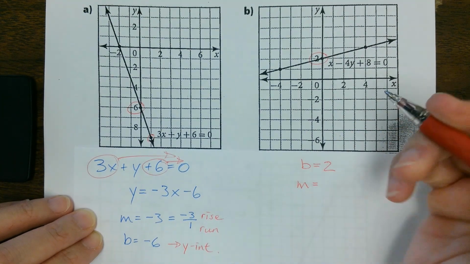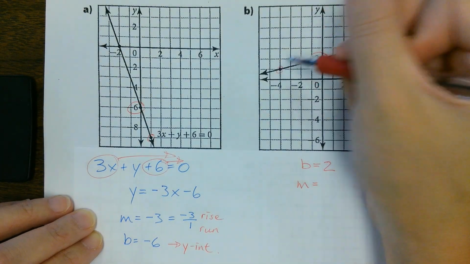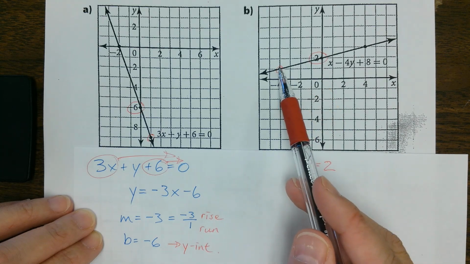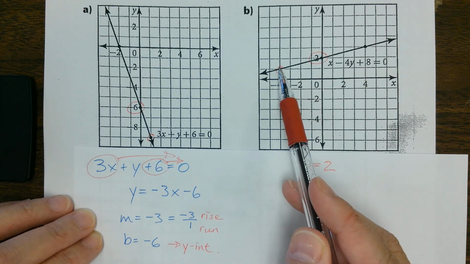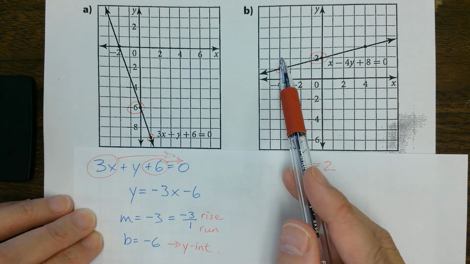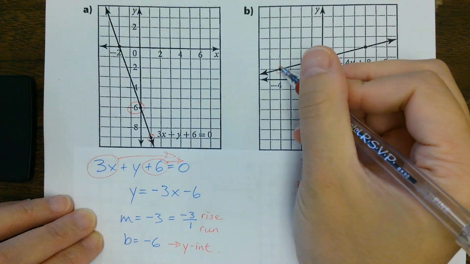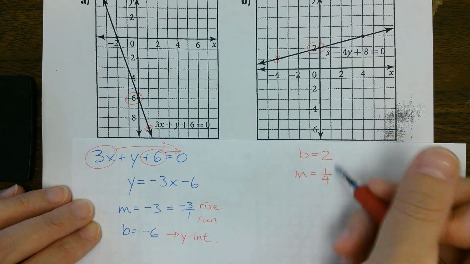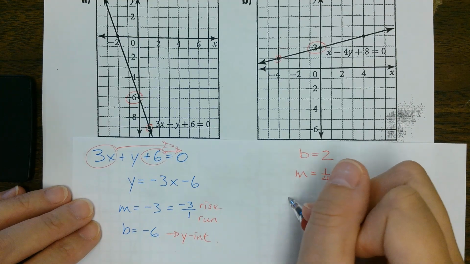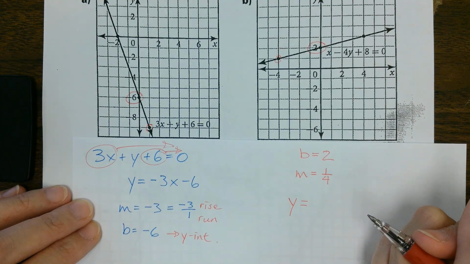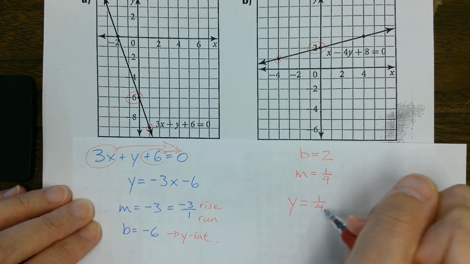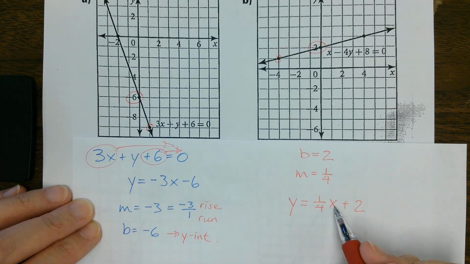What's my slope? So choosing any 2 points and then doing the rise over run. From this point to this point, what's my rise? What's my run? Pedro? Rise is 1 over 4. So if I were now to put this in y equals mx plus b form, what's my equation? Y equals 1 over 4 x plus 2, or 1/4 x plus 2. Y equals mx plus b.